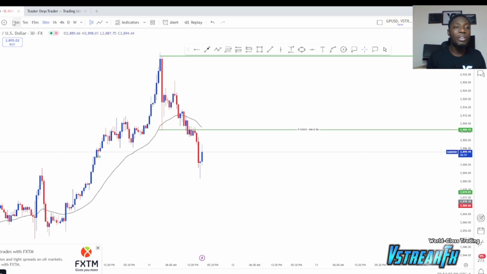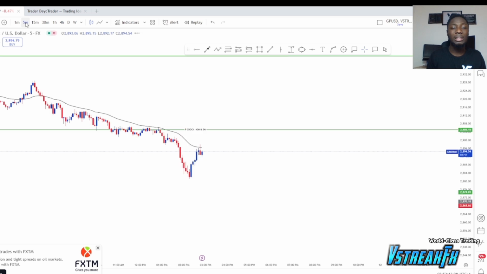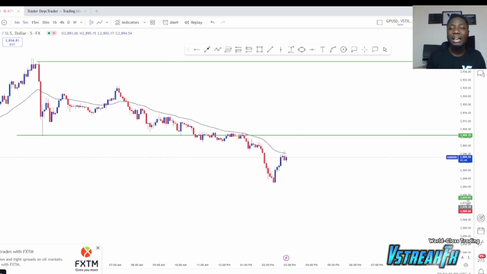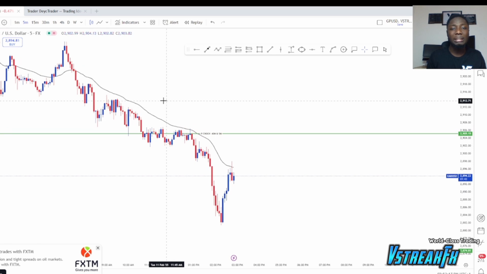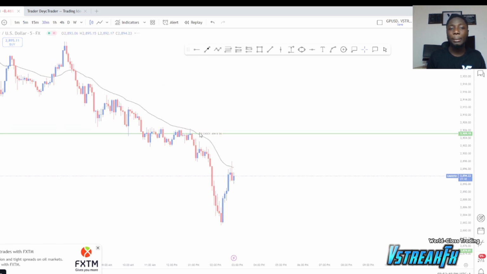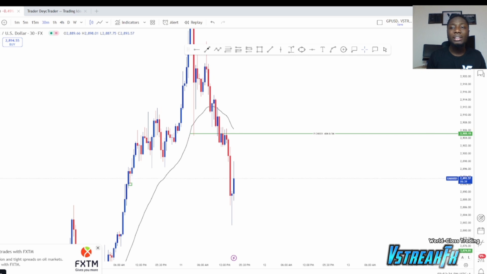So we have different time frames on the chart. We have the 1 minute, the 5 minutes, the 15 minutes, the 30, the 1 hour, and the 4 hours time frame. Every one of these time frames, if I switch to this 5 minutes time frame, has different information displayed. If I switch to the 30 minutes, you have different candles. Why is it like that?